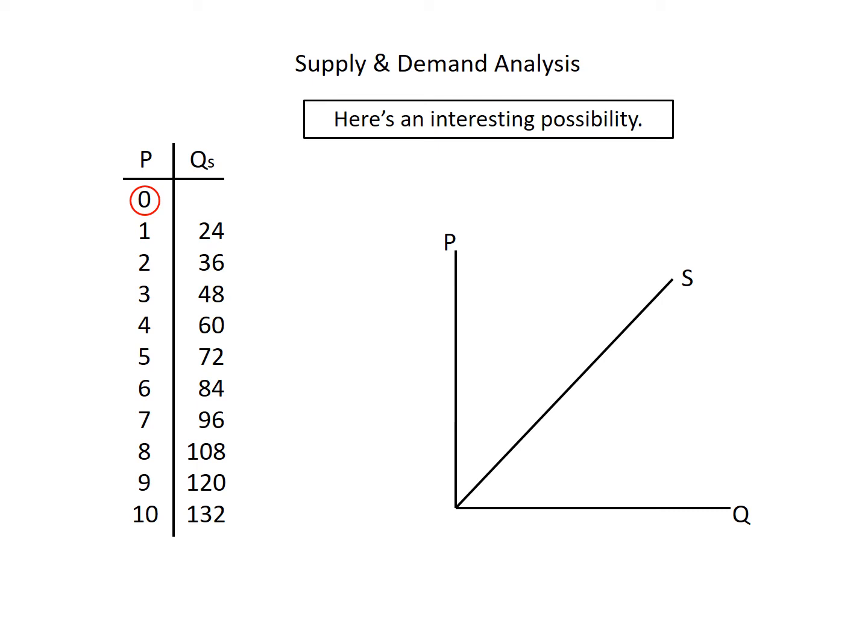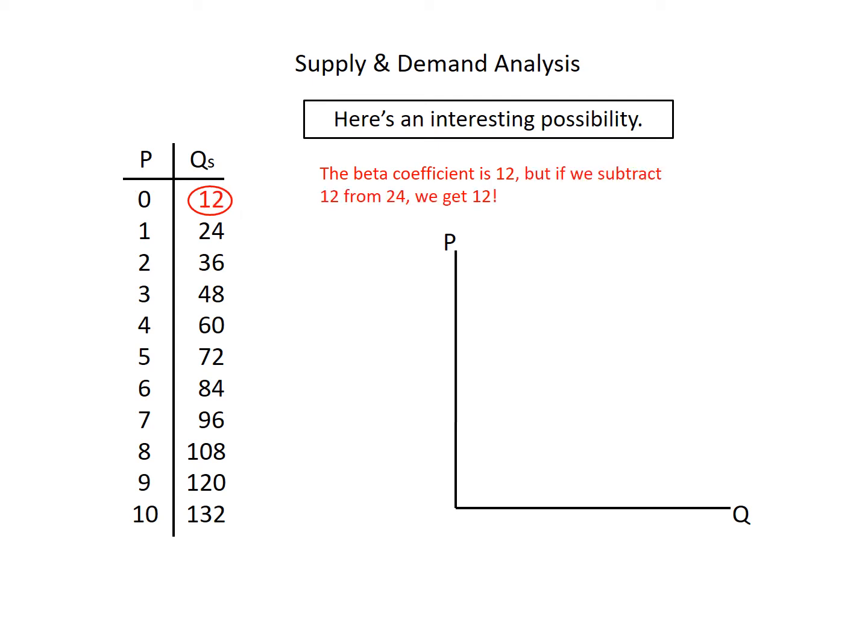So the supply curve is going to look exactly like we have it drawn here, as a straight upward sloping line. But what's the alpha coefficient? Where's that supply curve going to intersect the axis of the dependent variable? It won't be at the origin, that's for sure. So let's see. If the beta coefficient is 12, and we assume the relationship remains linear all the way to where p is equal to 0, the function will intersect the q-axis at 12. That is, when p falls from 1 to 0, quantity supplied falls by 12, from 24 to 12.